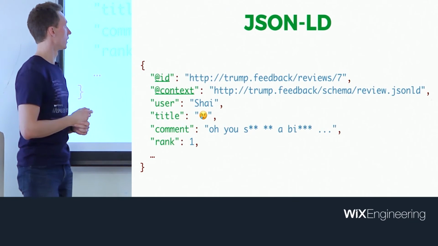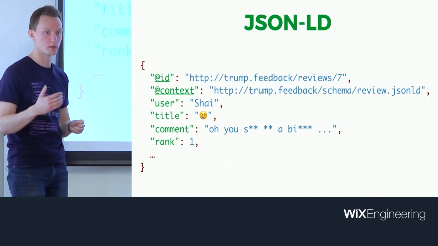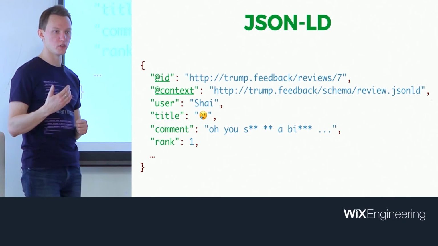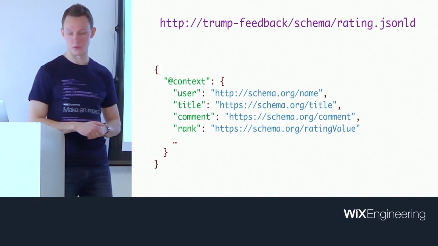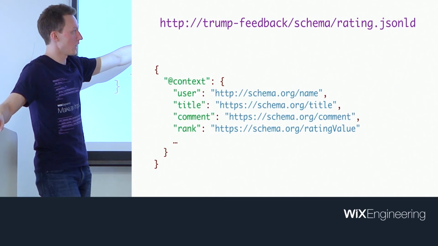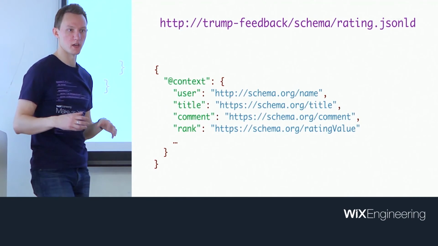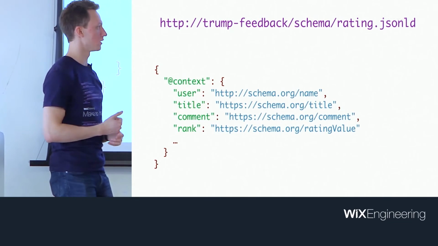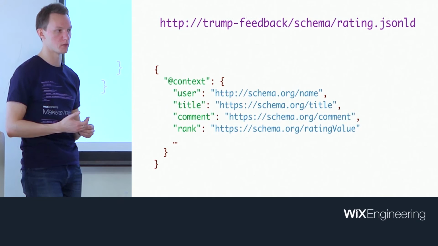So for example, for our review, we have user, title, comment, and rank. And there are already predefined schema definitions for each of these terms. Like for example, for username, there is already a concept called name on schema.org. So schema.org is the desire, I would say, to collect information about different data, to consolidate it, and start using it for the semantic web. And you can use it not only for the semantic web, but for your own purposes.